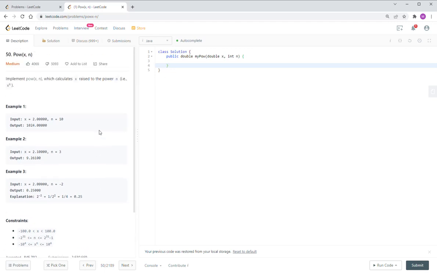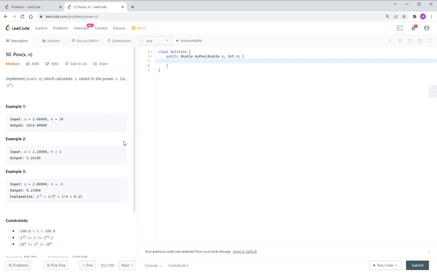Let's look at question 50, power function. In that question, we need to implement the general power function. So you cannot call the internal power function. You will get 0 points. You need to implement your own power function algorithm.